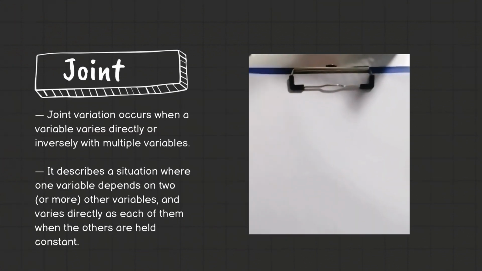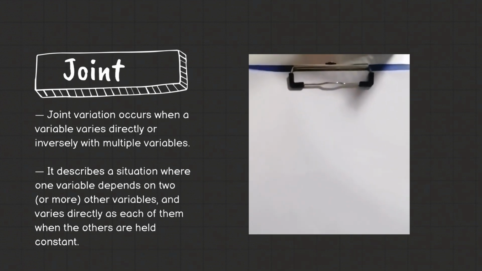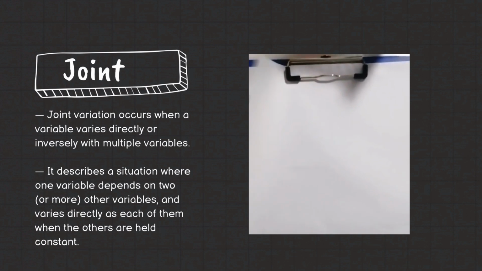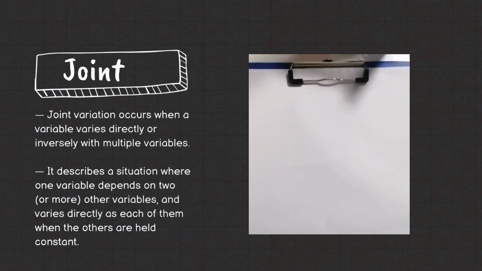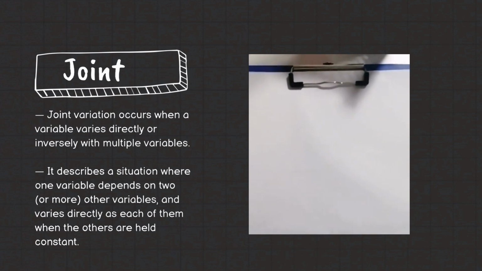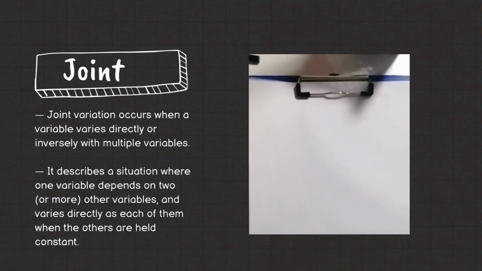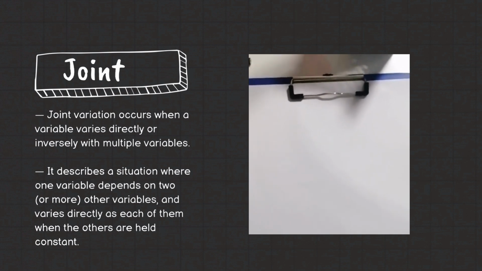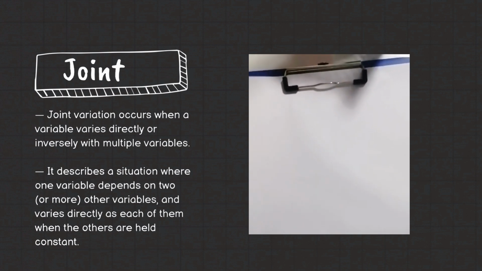Good morning, everyone. Welcome to our lecture. So I will be discussing to you the joint variation. For the first one, we will be translating a sentence into an equation. For our first example, we have the area A of a triangle varies jointly as its base B and its height H. So how are we going to write it as an equation?